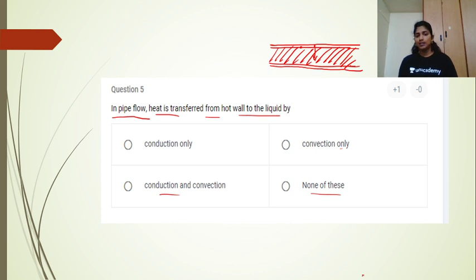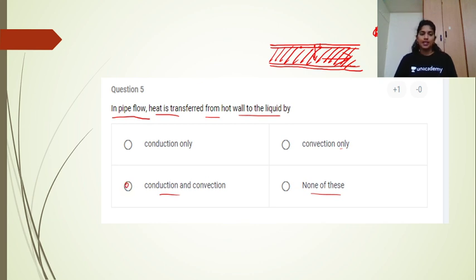So how can you say that? Here they are saying that there is a pipe flow, meaning flow is occurring. So there is a movement of fluid. Obviously when there is a movement of fluid, it should be convection, right? And the heat is transferred from the hot wall to the fluid through conduction, right? Because along the wall it is conduction, since there is no movement of molecules. So it will be conduction plus convection.